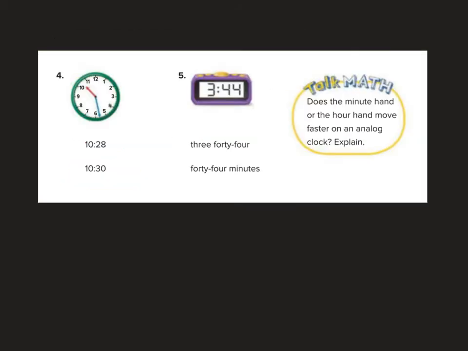Here the hour hand is between 10 and 11, so that means it's going to be 10 o'clock. And then let's count the minutes. 5, 10, 15, 20, 25, 26, 27, 28. 10:28. All right, and 3:44. 44 minutes. How about 3:44 is the time?